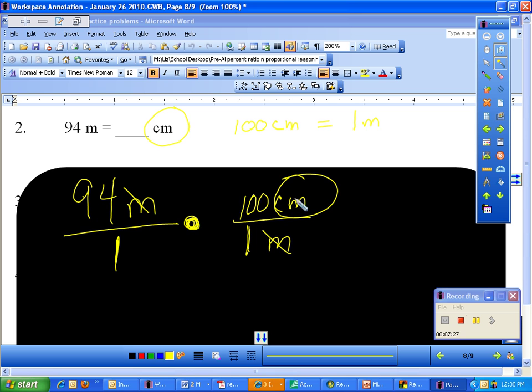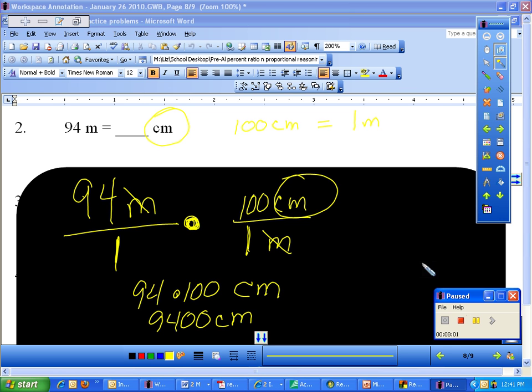So now we're just going to multiply straight across, 94 times 100. You still got centimeters in the top. Normally you would multiply everything that's on the bottom, but all you've really got left over is 1 times 1, so that would just end up being 1. So you've just got 9,400 centimeters. That should have been your answer.